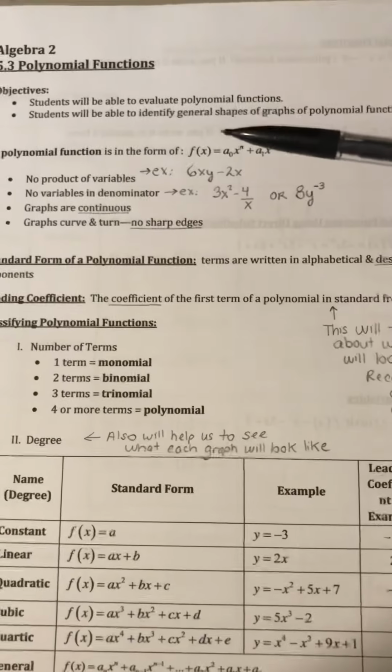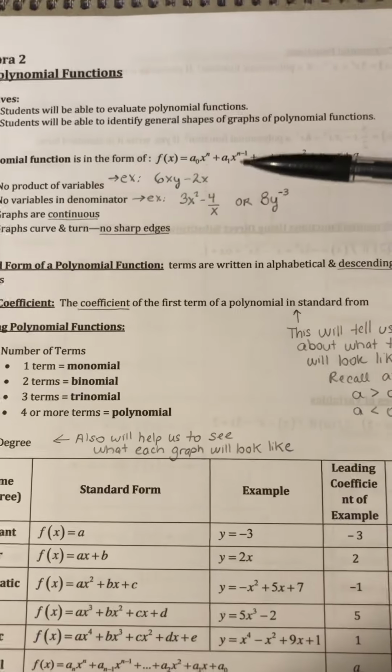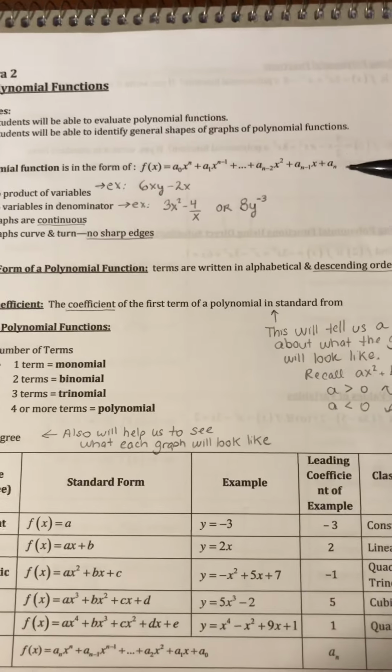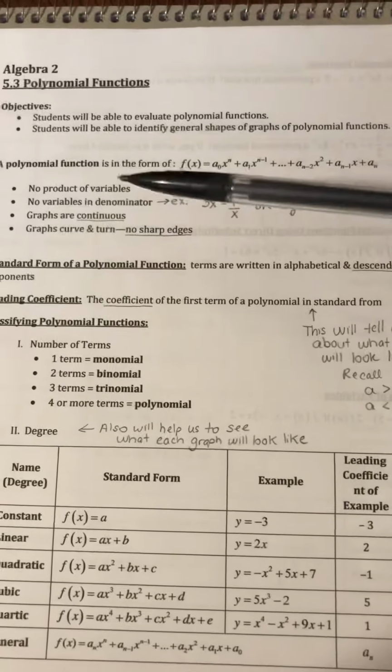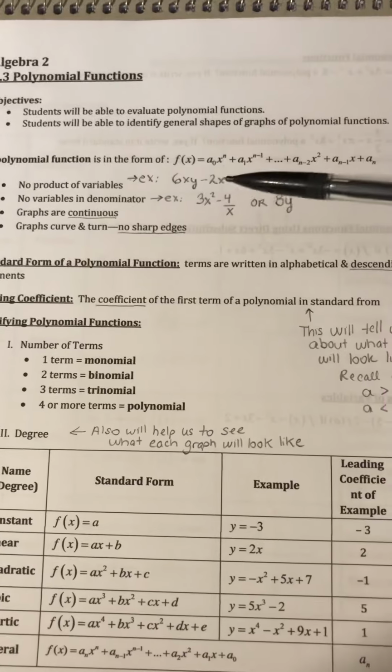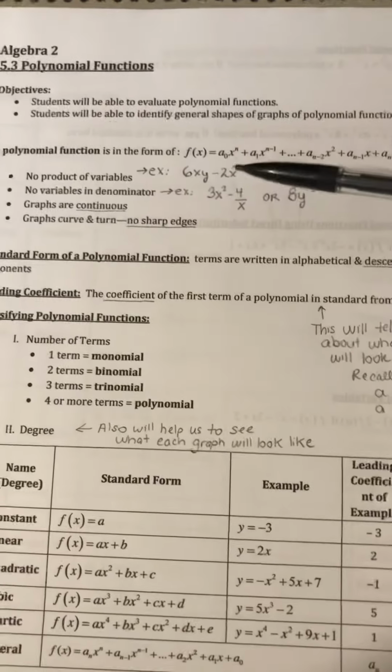A polynomial function has the form a sub 0, x to the n plus a sub 1, x to the n minus 1, dot, dot, dot, all the way to your constant there. A polynomial function cannot have any product of variables. So I put an example here, 6xy, there's a product of two variables, so that can't be a polynomial function.